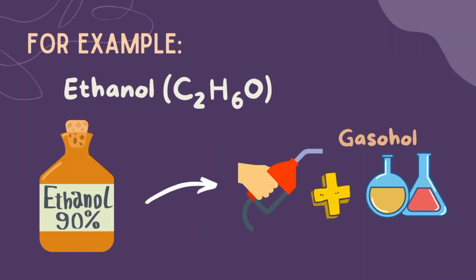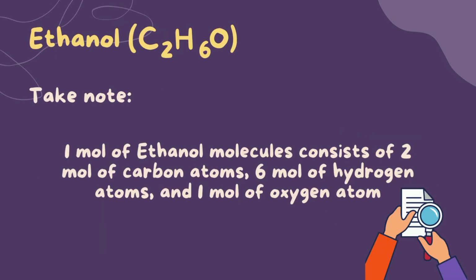Ethanol, an alcohol obtained by fermenting the sugar in grapes, corn, and other fruits, and drinks, with a chemical formula of C2H6O, is often added to gasoline as an octane enhancer to form a fuel called gasohol. Let us calculate the mass percentage of ethanol. Take note, students, that 1 mole of ethanol molecules consists of 2 moles of carbon atoms, 6 moles of hydrogen atoms, and 1 mole of oxygen atom.